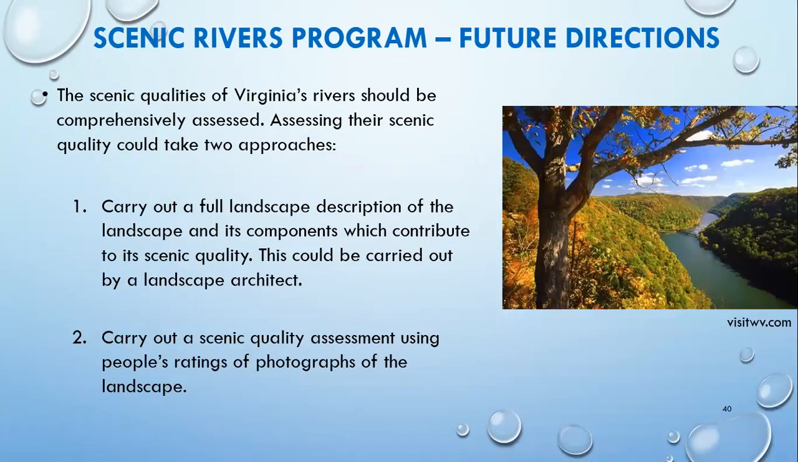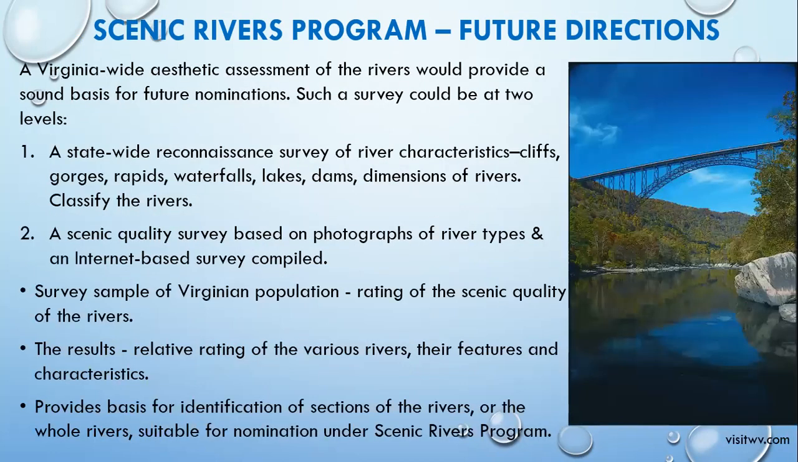The scenic qualities of Virginia's rivers should be comprehensively assessed. This could take two approaches. A landscape architect could carry out a full landscape description of the landscape and its components which contribute to its scenic quality, or you could carry out scenic quality assessments using people's ratings of photographs of the landscape, such as I've described earlier.